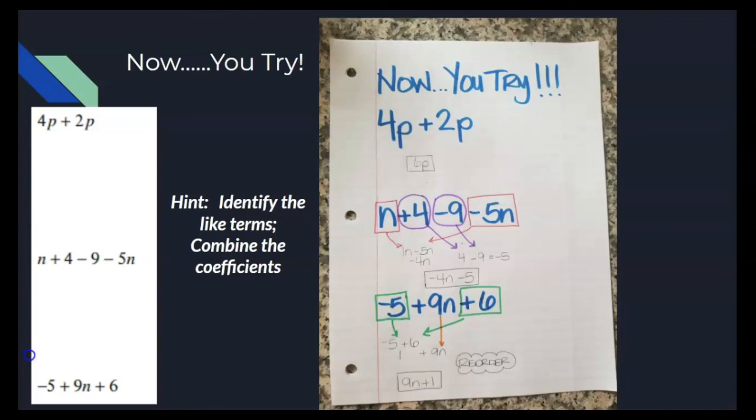The next one is negative 5 plus 9n plus 6. If you notice here, the only things I can combine are the negative 5 and the 6. The 9n doesn't have any other n terms to go with it. So I have negative 5 plus 6, which is going to give me 1. And the 9n, I just bring that down because I don't have anything else to go with it. But when I reorder my answer, remember the constant goes last, and so I have to rewrite that as 9n plus 1.